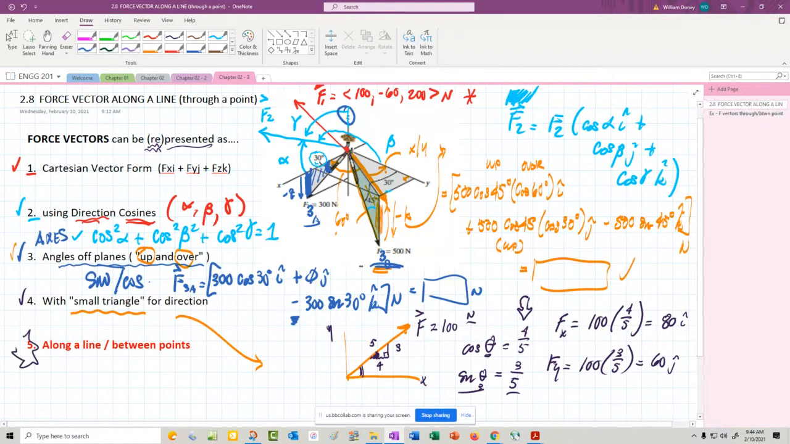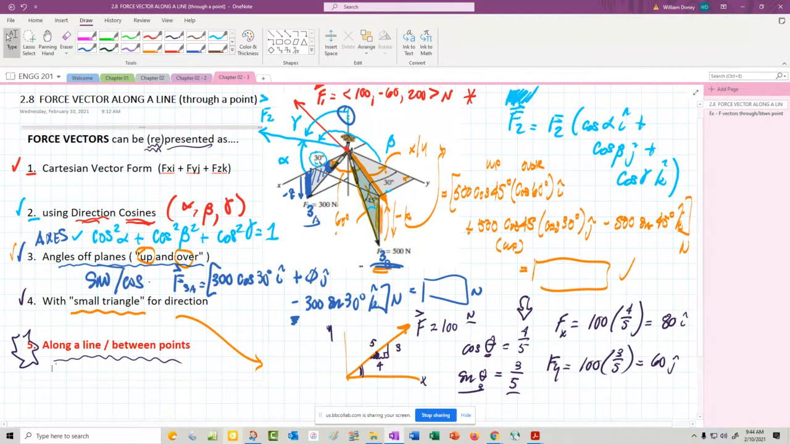Okay, let's get to the one that's actually today for lecture, where a force is represented or presented as going along a line, like for a cable or a rope or some support guide wire, or between points.